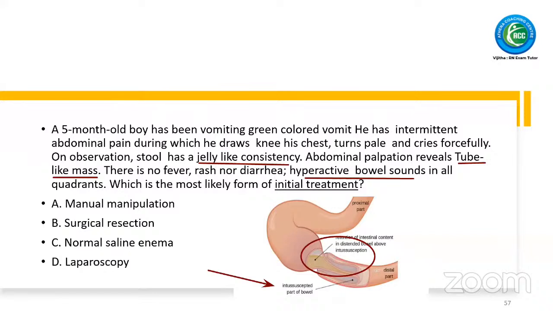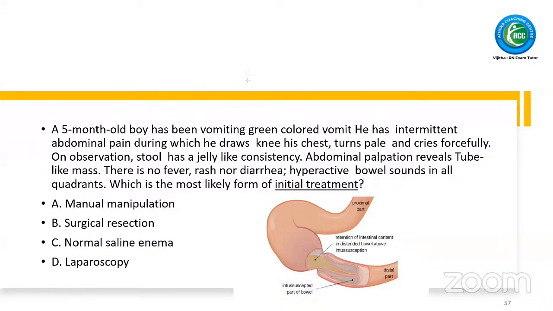Towards the distal portion, the stool is not moving, so the entire thing accumulates at the proximal part. So intestinal obstruction will happen. So how do we manage this? We manage this by giving a normal saline enema. There are four options given: manual manipulation, surgical resection, normal saline enema, and laparoscopy. Initial management is always normal saline enema. Clear?